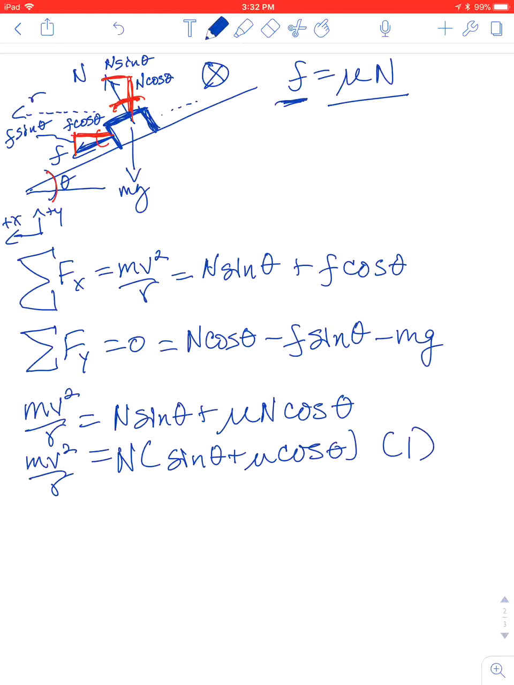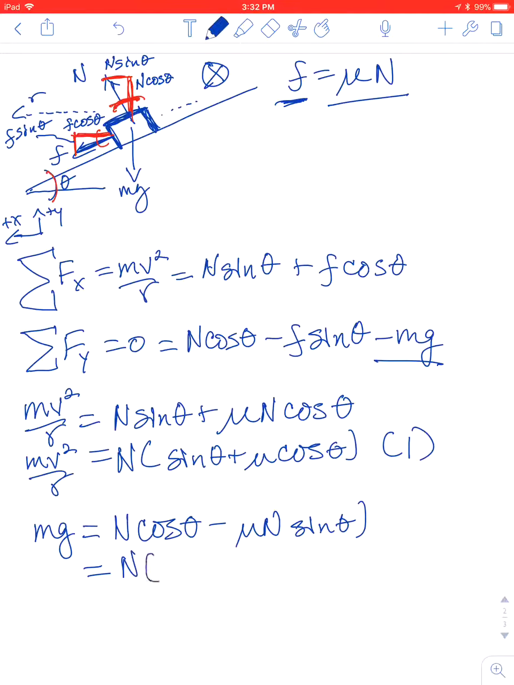And that's equation 1. So let's do something similar with the sum of the forces in the y. Let's move the mg over to the left-hand side. So take this and move it to the left-hand side. mg equals, and I'm going to go ahead and replace friction with mu times normal, so N cosine minus mu N sine of theta. And we're going to factor out the N here. And we get cosine of theta minus mu sine of theta, that's a theta, and that equals mg. And this is equation 2.